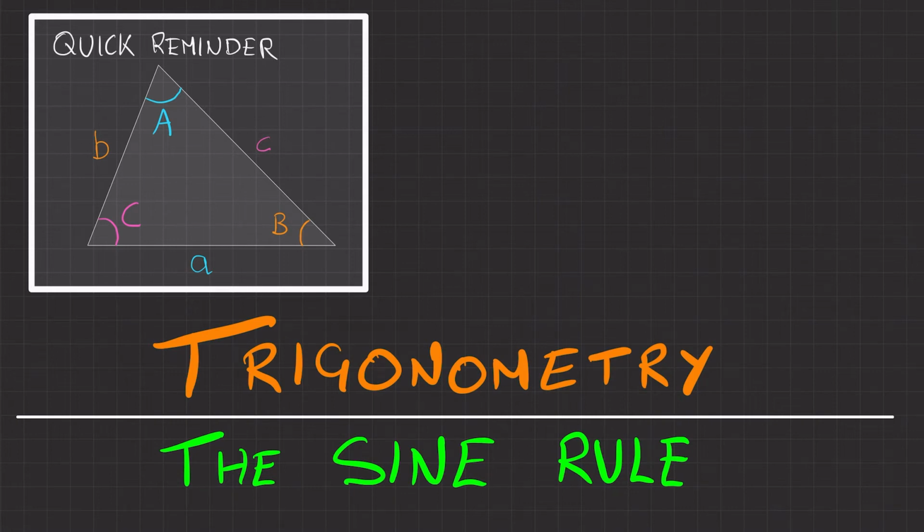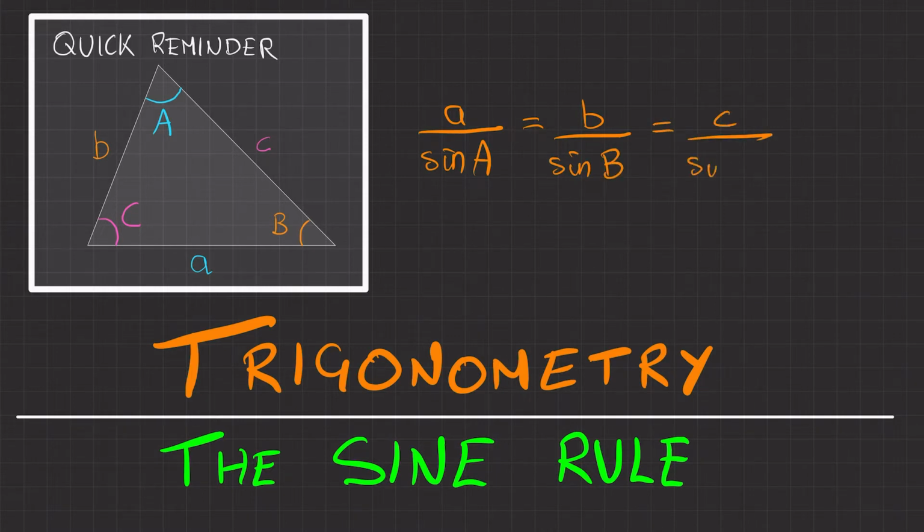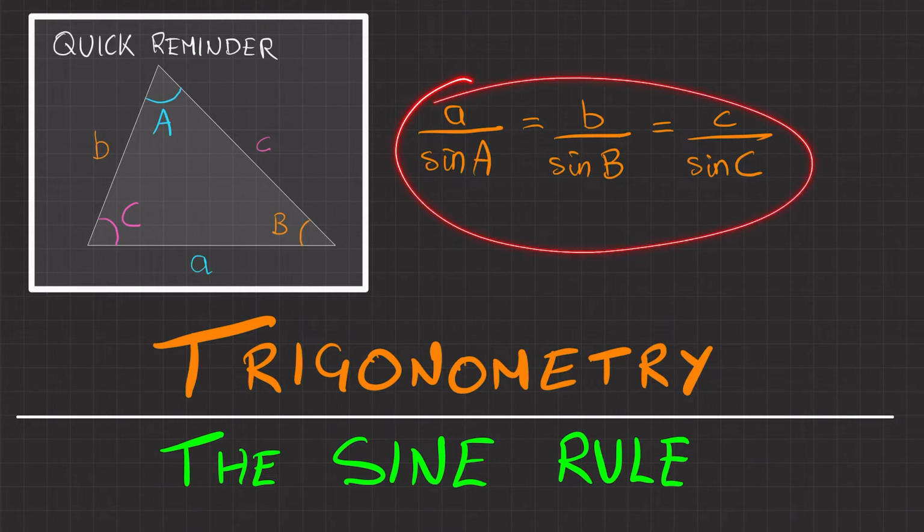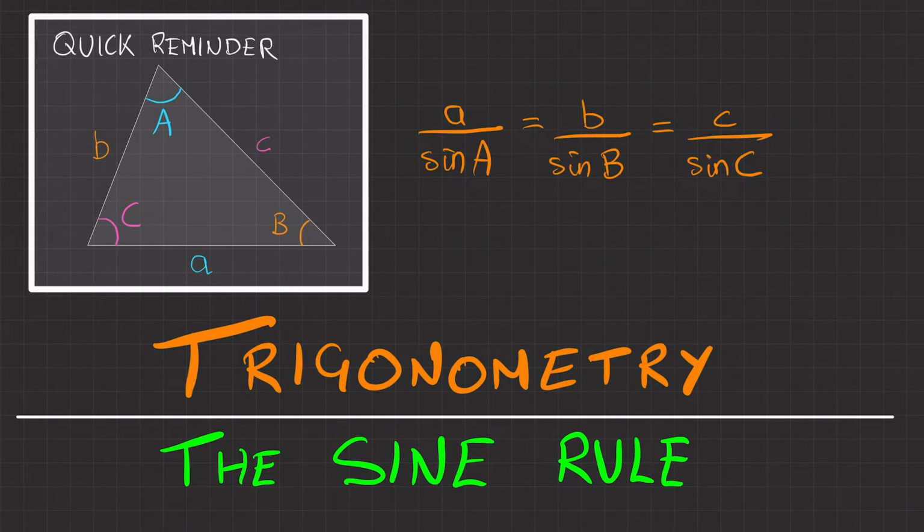The sine rule, here we go. So the rule is side A over sine of the angle A equals side B over sine of the angle B equals side C over sine of the angle C. And that's the sine rule summarised. However, there's more to it than that.